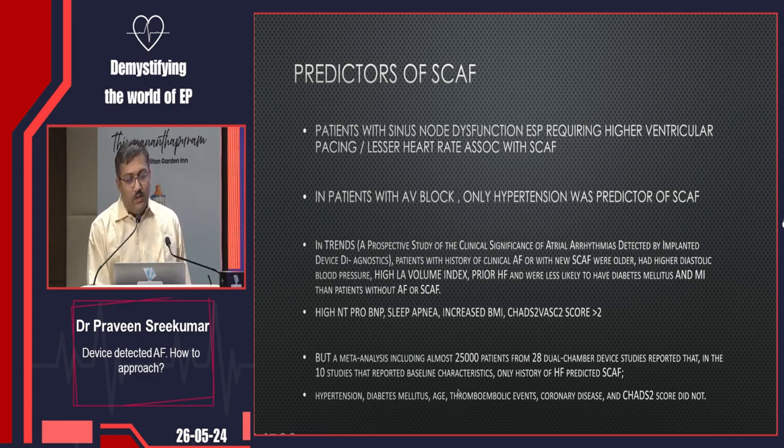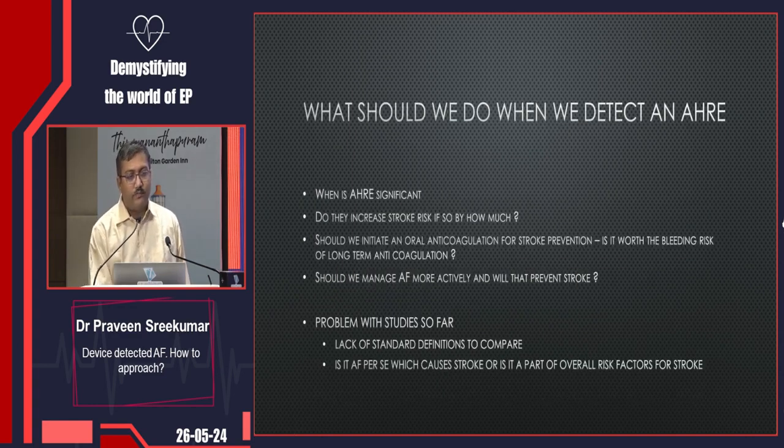But in some other meta-analyses, there is conflicting evidence. For example, hypertension, diabetes, thrombotic events, CAD, and CHADS score did not associate with incidence of SCAF, or SCAF-predicted stroke. So what should we do when we have conflicting evidence? What should we do when we detect pacemaker-related AF? When is it significant? Does it increase stroke risk, and if so, by how much? Should we initiate oral anticoagulation for stroke prevention? Is it worth the bleeding risk of long-term anticoagulation? Should we manage the AF more actively, and will that prevent stroke? These are the questions that clinicians have.